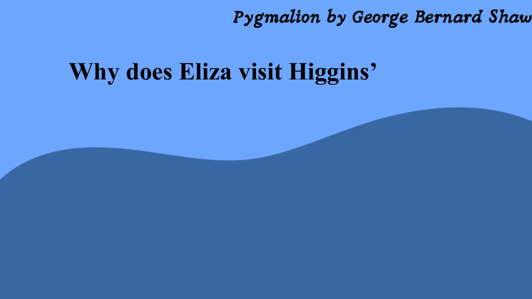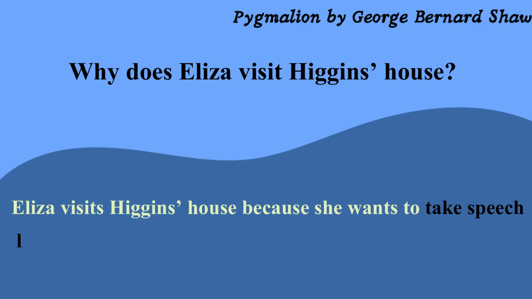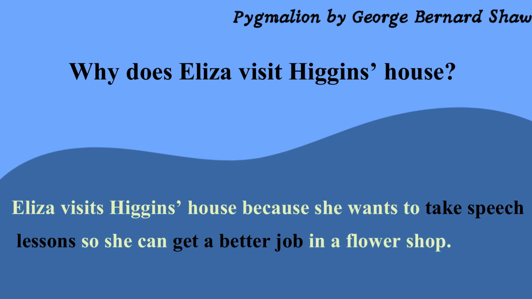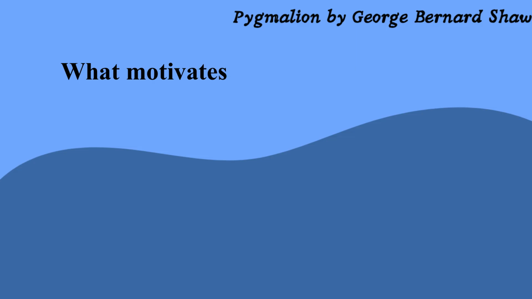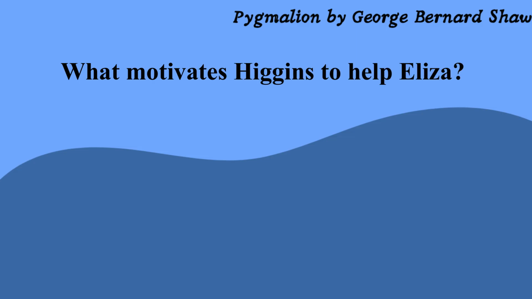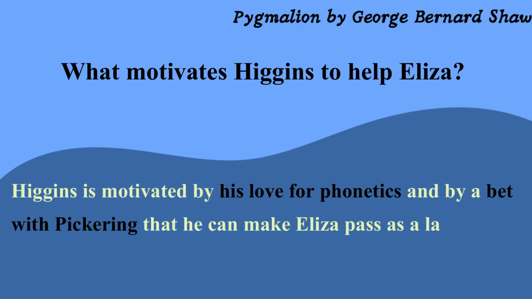Why does Eliza visit Higgins' house? Eliza visits Higgins' house because she wants to take speech lessons so she can get a better job in a flower shop. What motivates Higgins to help Eliza? Higgins is motivated by his love for phonetics and by a bet with Pickering that he can make Eliza pass as a lady in high society.